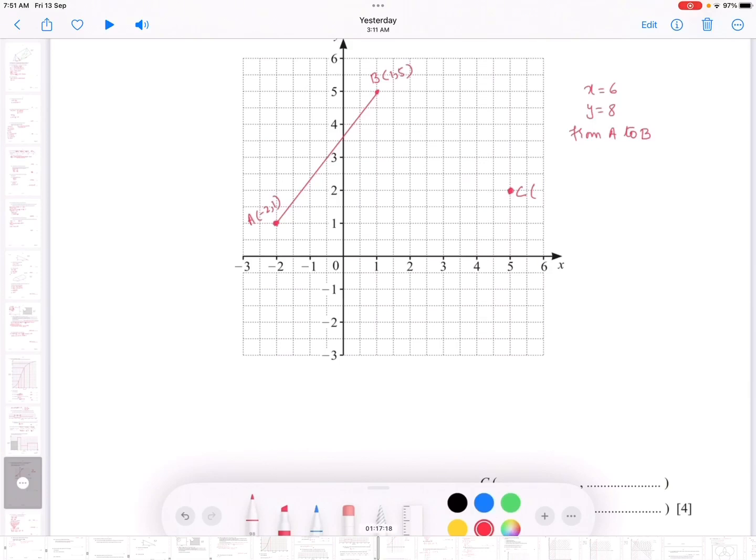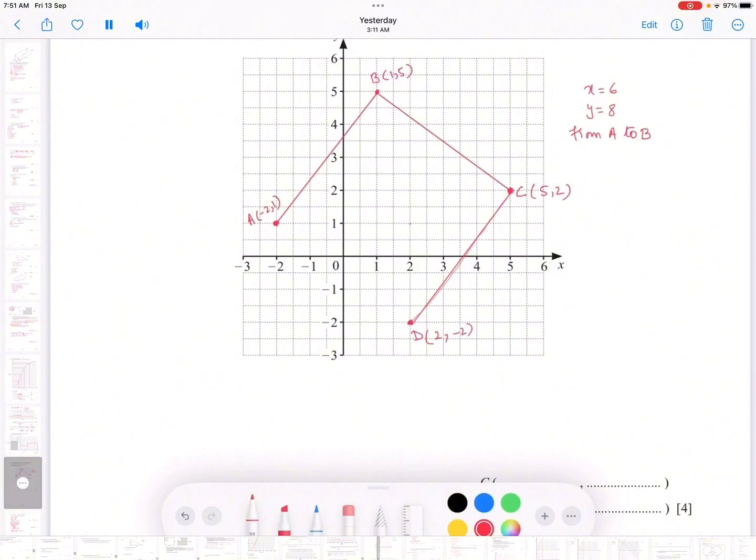And from C you can write the coordinates of C: 5, 2. From C you count 1, 2, 3, 4, 5, 6 units in the x direction on the left side and 8 units downwards, and you will reach D. That's how you can design the square.